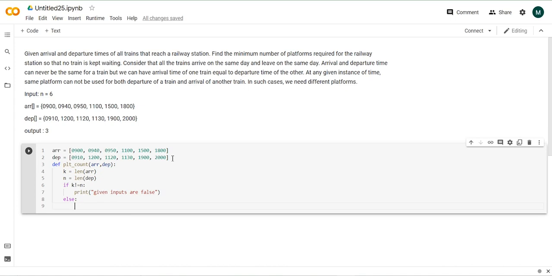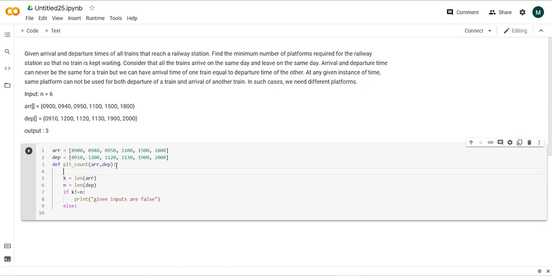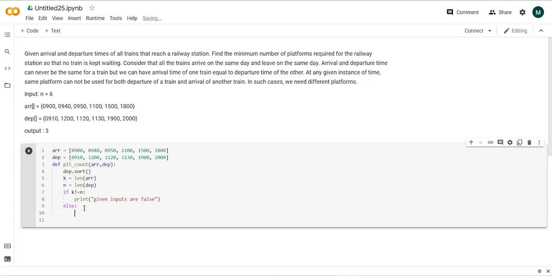First of all, we're going to define some values. We're going to sort the lists first to get a good result. These are already sorted, right? The arrival is sorted, but the departure isn't sorted. So let's sort them first with dp.sort.